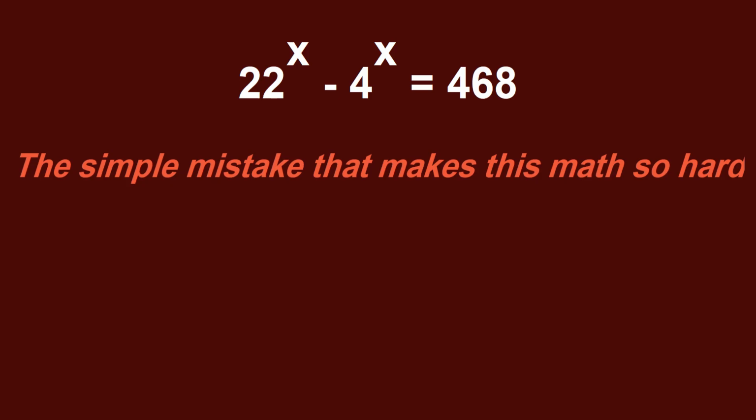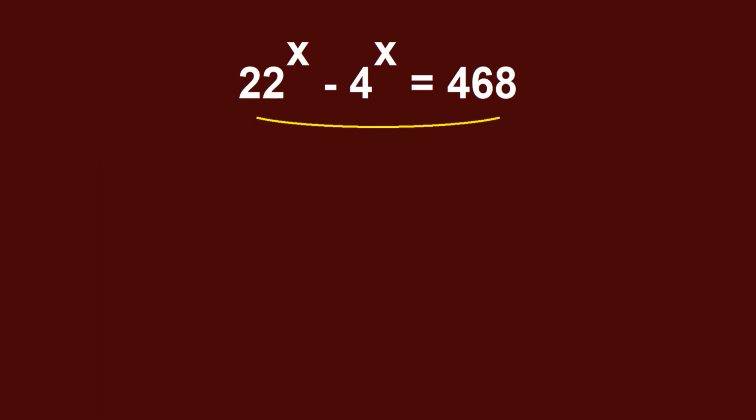In this episode, we have this problem: 22 to the power x minus 4 to the power x equals 468, and we want to get the value of x. The problem might look difficult, but it becomes easier if you break down the number 468 into two numbers such as 26 times 18.